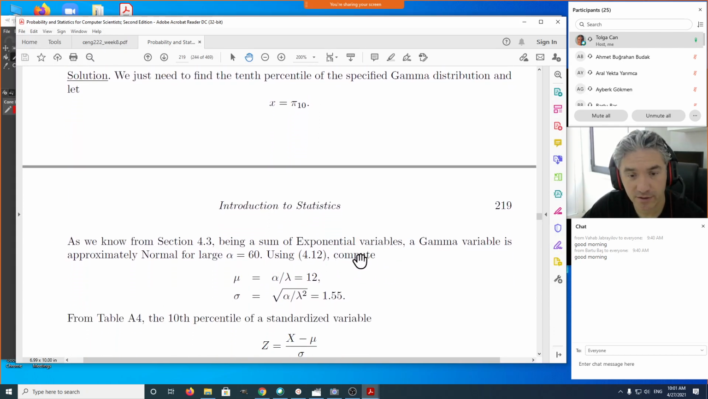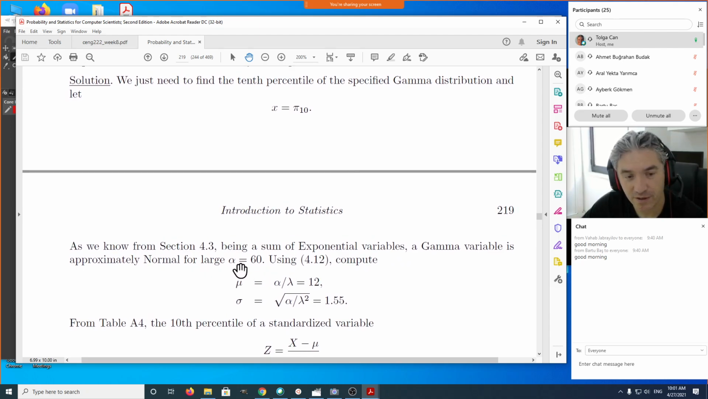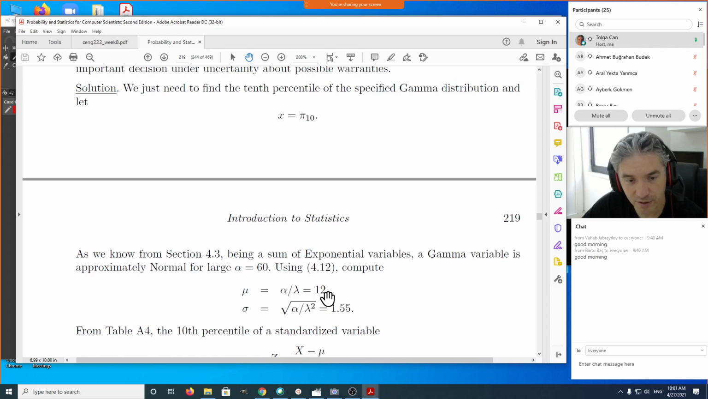Yeah, actually it uses the central limit theorem. So alpha is large. So using the central limit theorem, first the mean is 12. We also compute the standard deviation, where variance was 60 divided by 5 squared. If you take the square root of it, the standard deviation becomes 1.55.